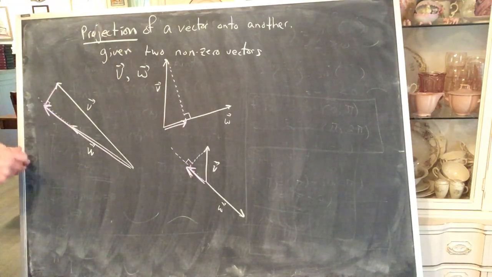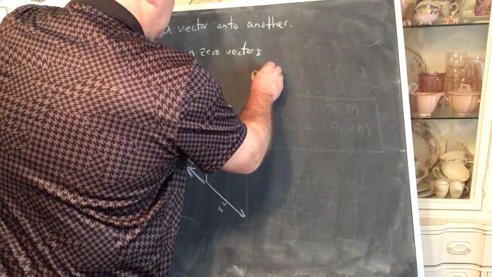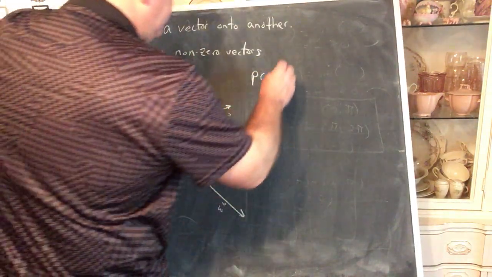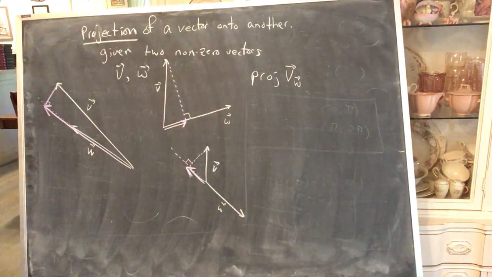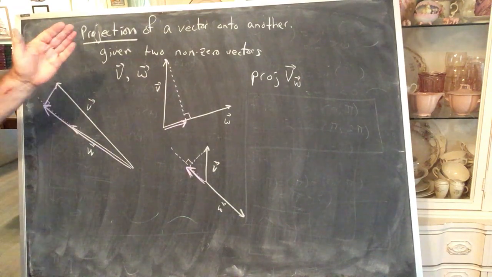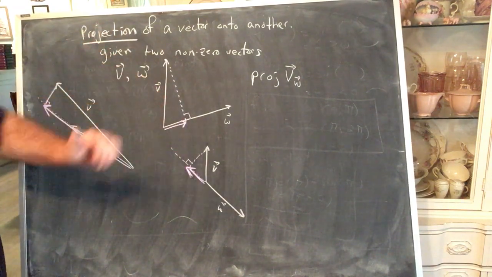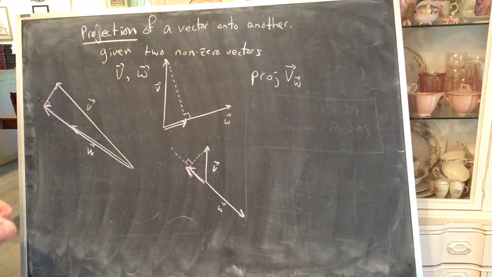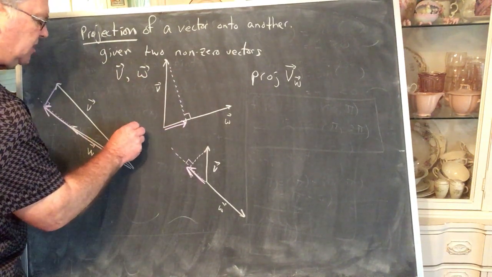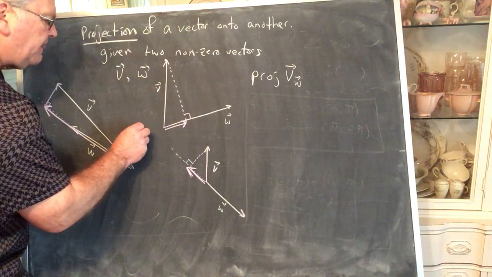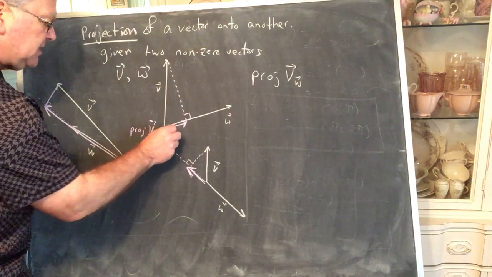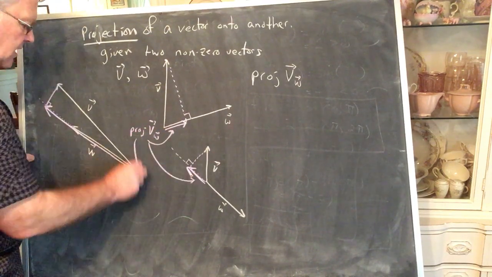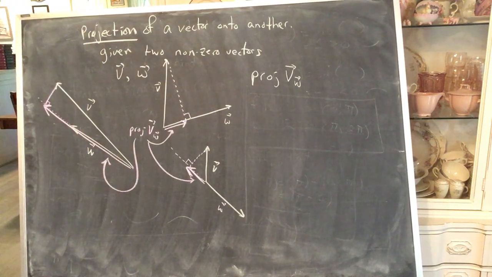The symbol for this is proj for projection, v, subscript w. And so I try to remember this as you're projecting v onto w. w is the one you're landing on, that's the subscript. And so this purple vector is the projection of v onto w. That's this vector, in this case that's this vector, in this case that's this vector. So that's the projection of one vector onto another conceptually.